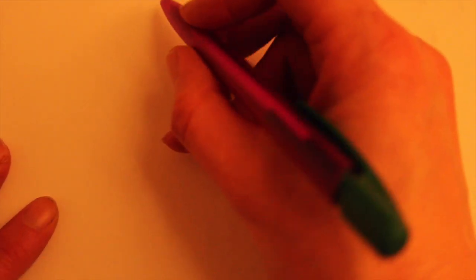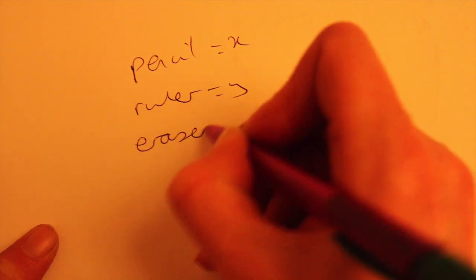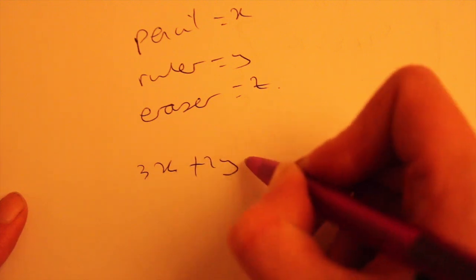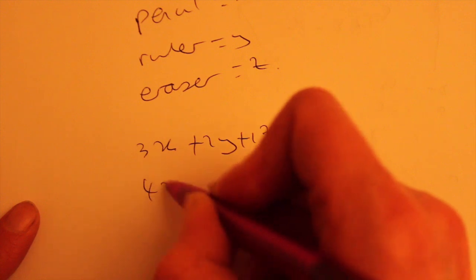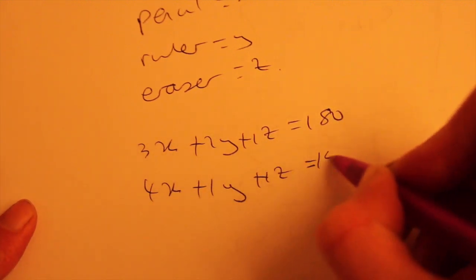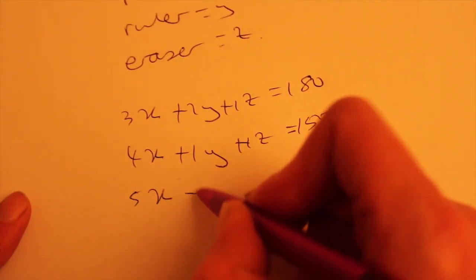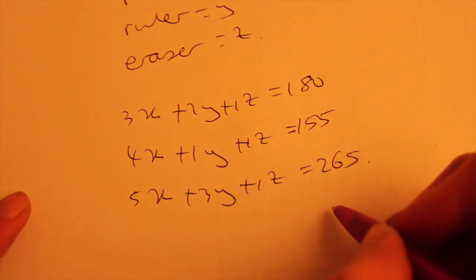We look at a 3 simultaneous equation one now. It's from June 12 and it's question 2. It says the cost of a pencil is x, the cost of a ruler is y, and the cost of an eraser is z. Leslie bought 3 pencils, 2 rulers, and 1 eraser, and she paid £1.80. Ben bought 4 pencils, 1 ruler, 1 eraser, and he paid £1.55. Daniel bought 5 pencils, 3 rulers, 1 eraser, and he paid £2.65.